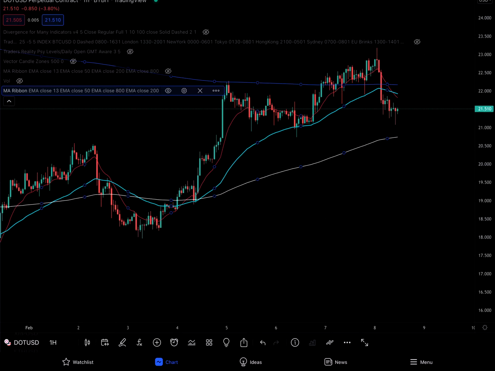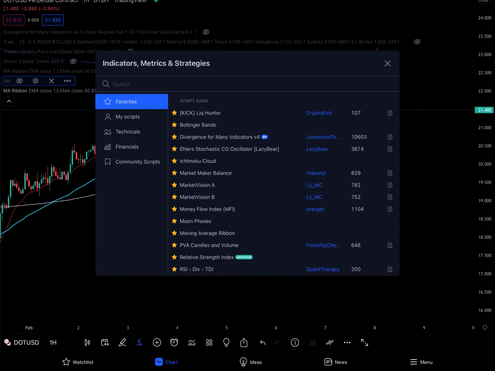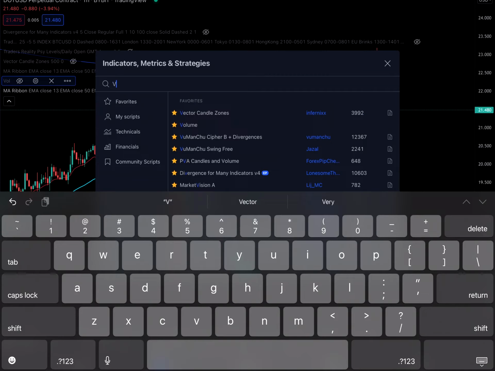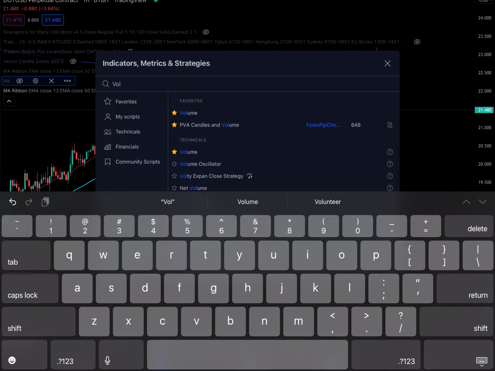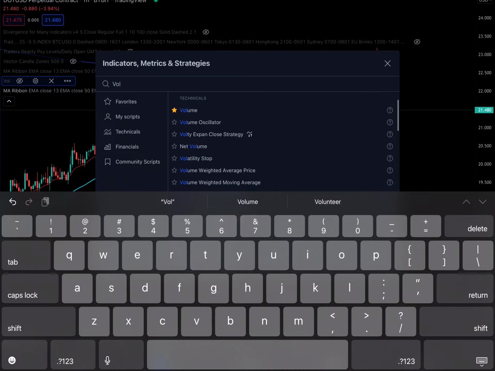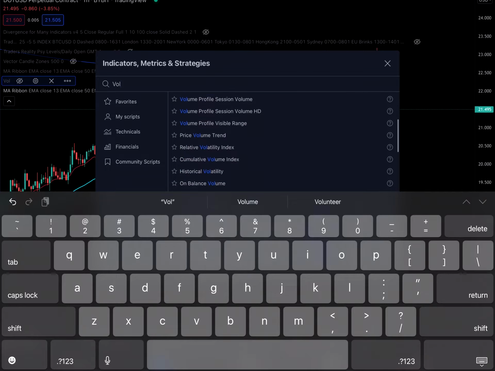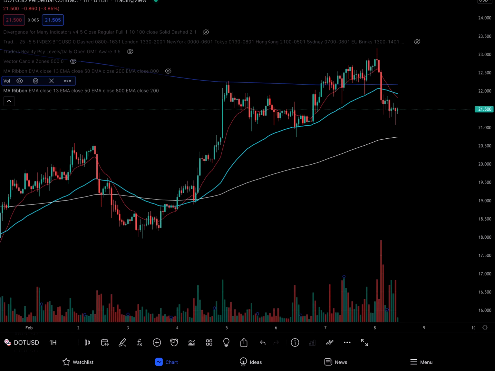The other indicator I want to pull up on here is volume. And again, you can just search for volume. It's that top one there. Nothing fancy. So I'm going to activate that. It puts the volume down here at the bottom.